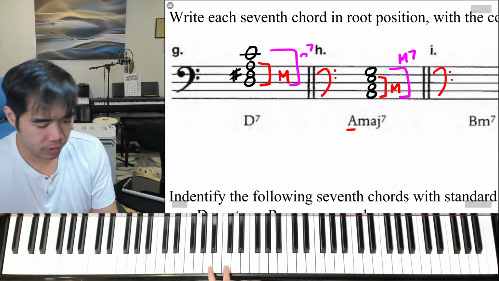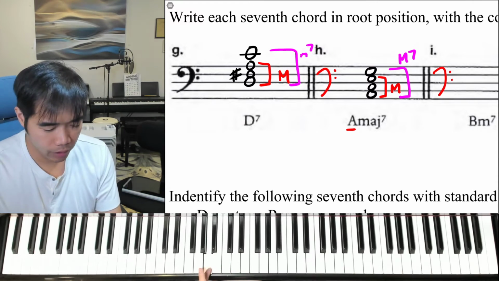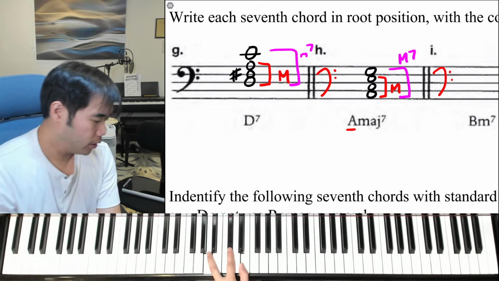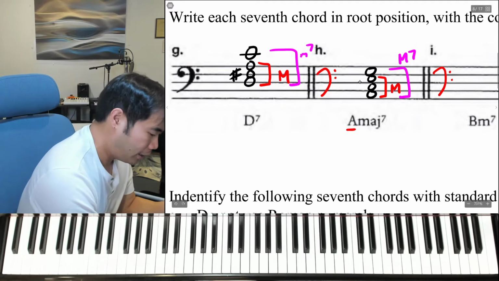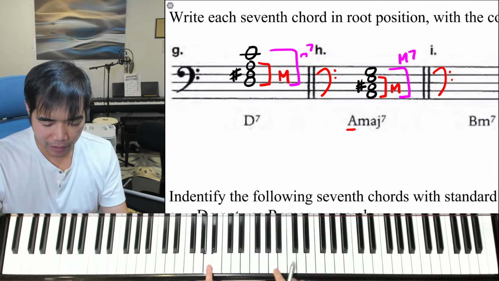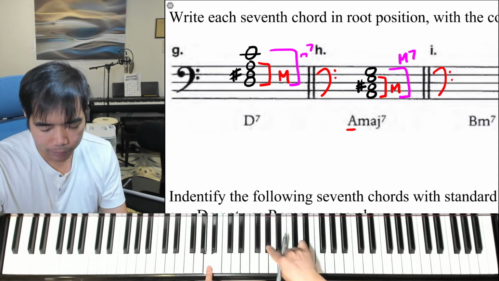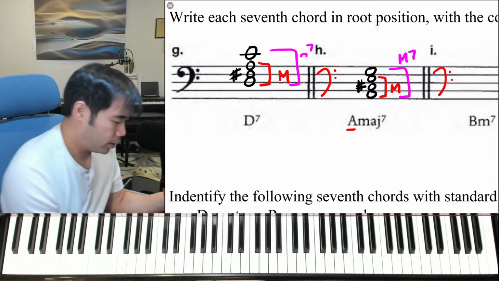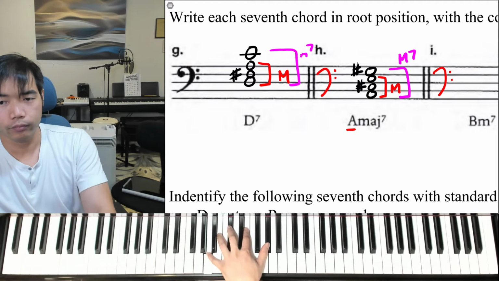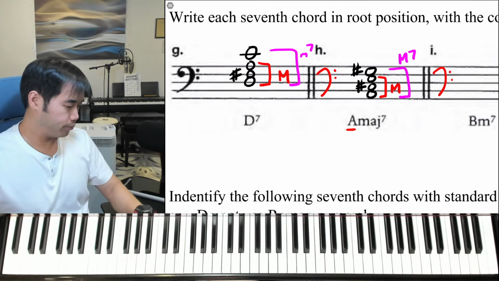So, let's build a major triad starting on A. Here's A. 1, 2, 3, 4, C sharp. 1, 2, 3, E. So A, C sharp, E. I need to make the C a sharp. And then now I need a major 7th. A up an octave, down a half step. That's G sharp. So we need to make the G a sharp. That's the A major 7th chord.